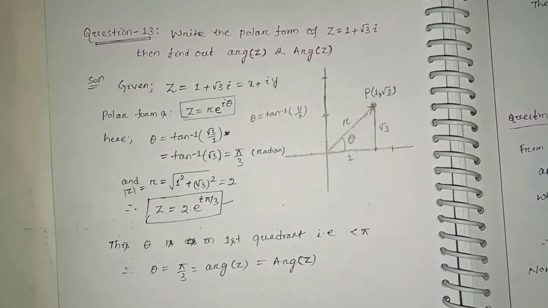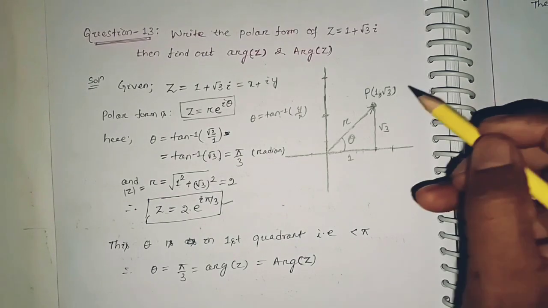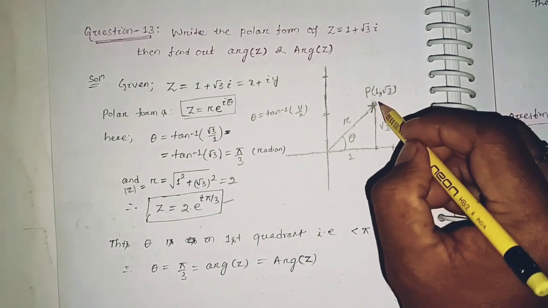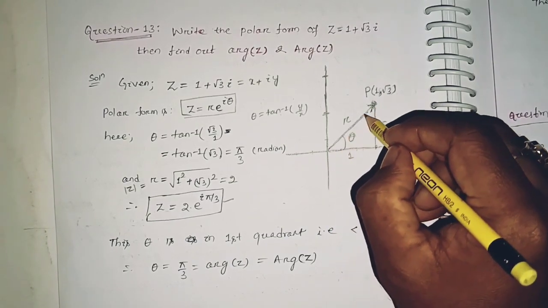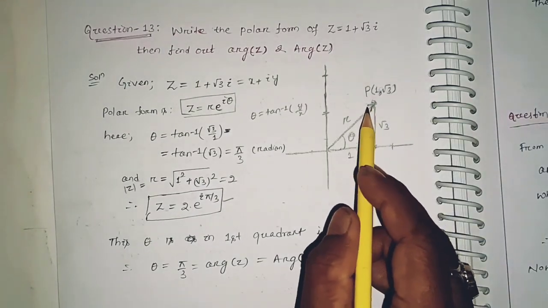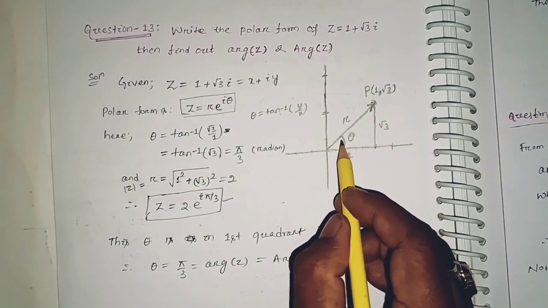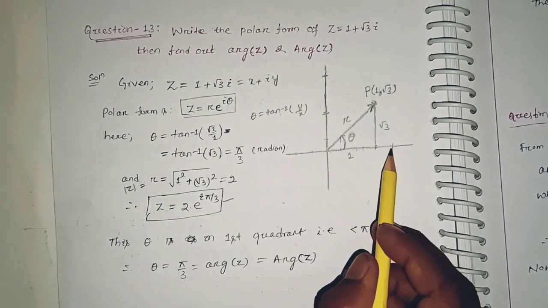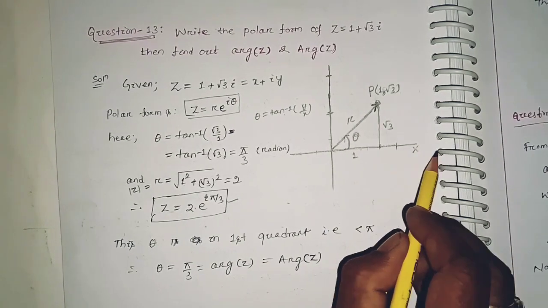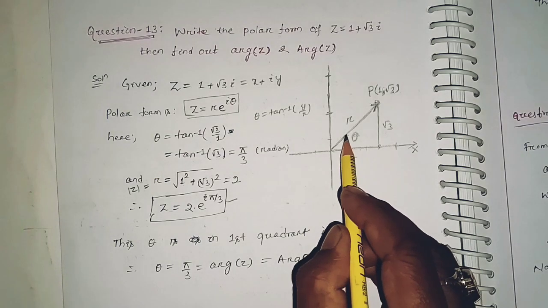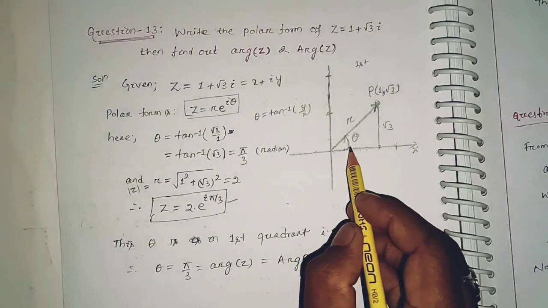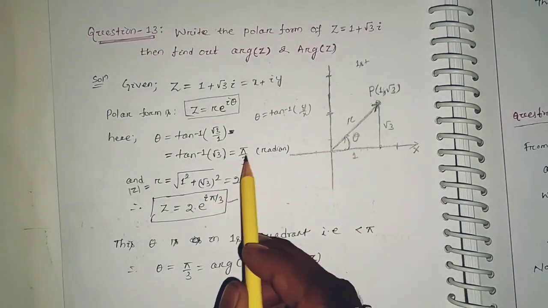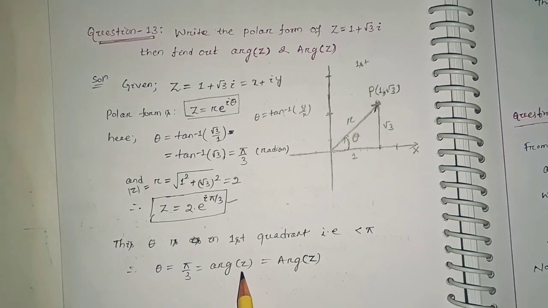Okay, now we are going to find out the argument. Here you can see that this complex number is located at this point. If I join a line, the vectorial form of this complex number makes an angle theta with the positive real axis. This is the positive real axis, this is theta. That means this complex number lies in the first quadrant. Okay, so how much will this theta be? We found pi by 3. So the argument of this complex number is pi by 3, right?